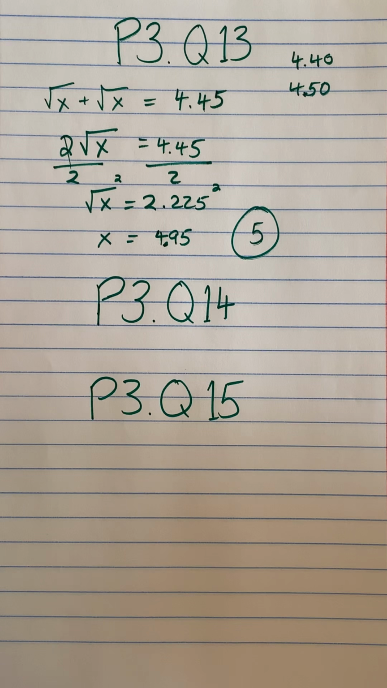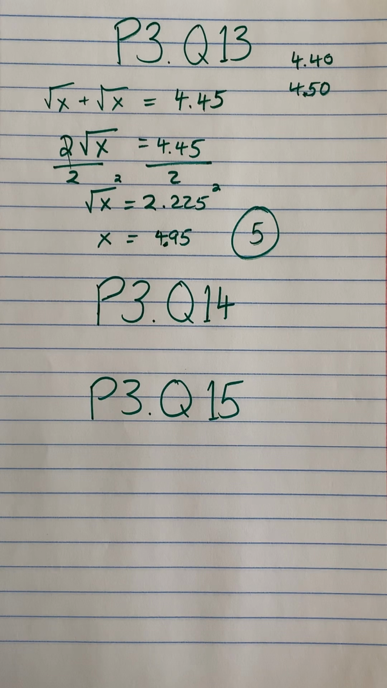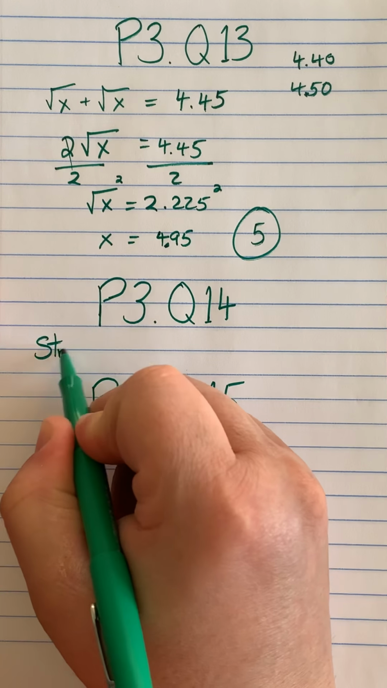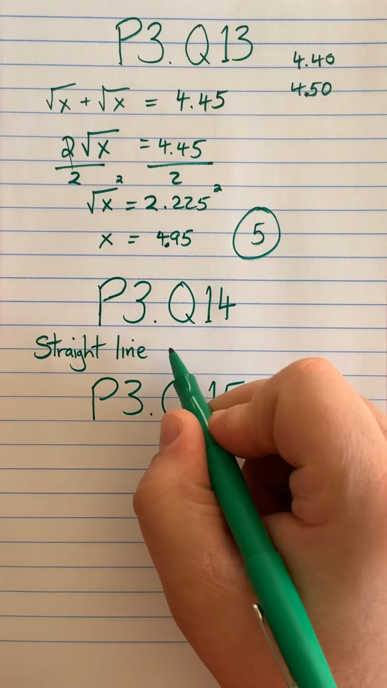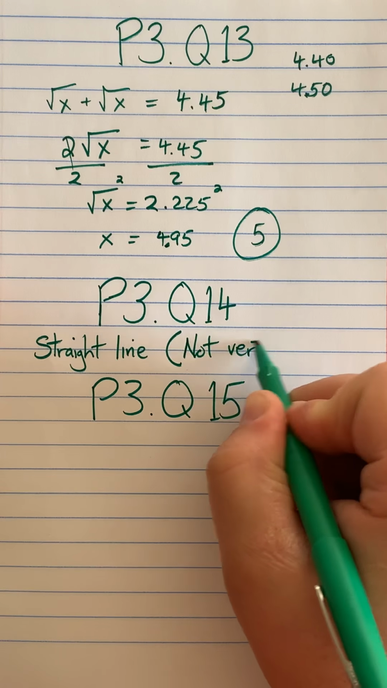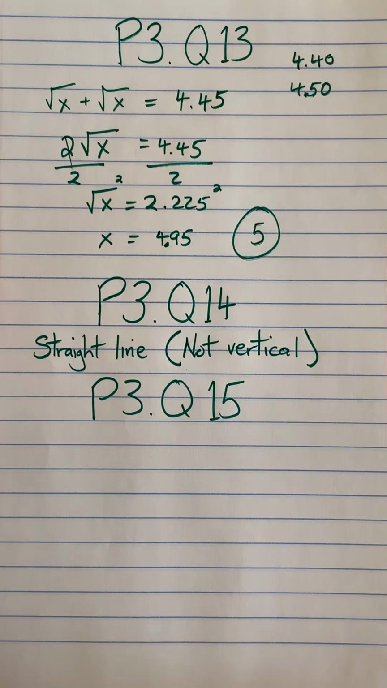Question 14. Question 14. All right, now what we have to do is figure out which one of these represents a function. The only thing I have to remind you is that a graph of a function is going to be a straight line, but not vertical. Remember, if it is a vertical line, then one input has many outputs.